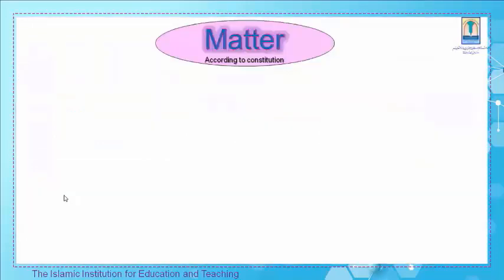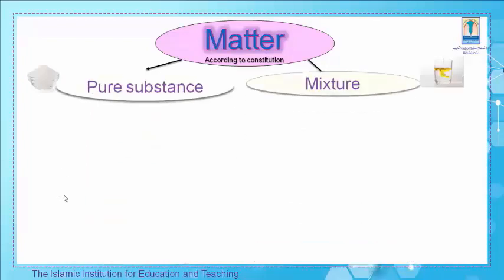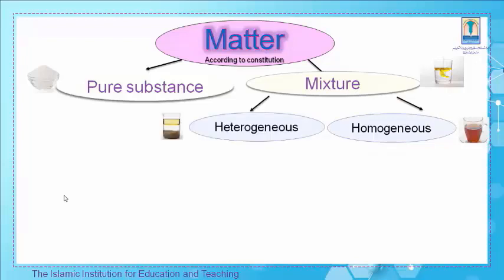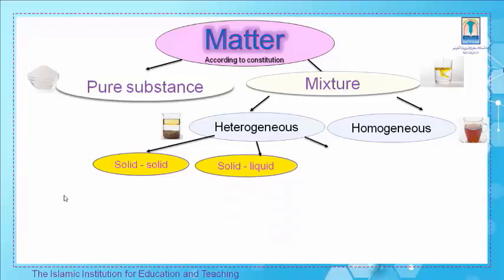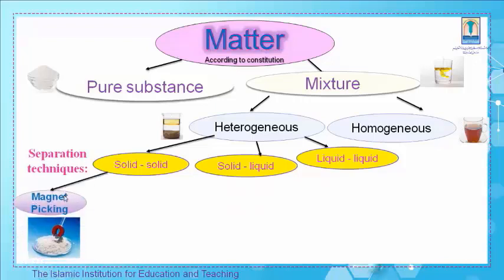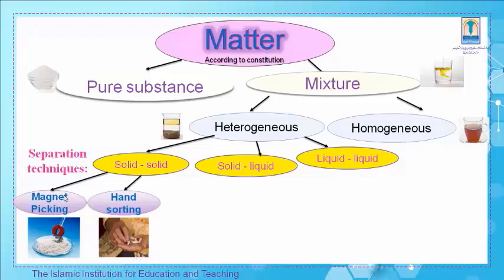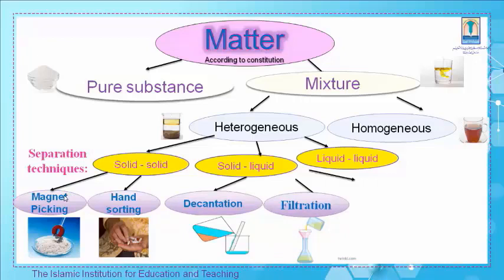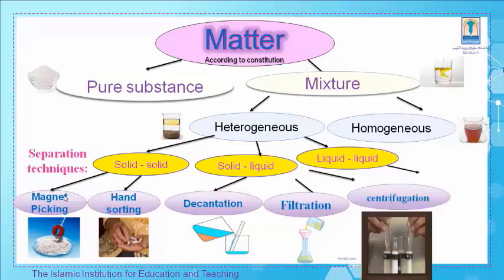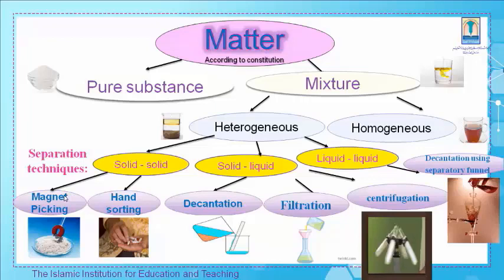Matter is classified according to its constituents into two classes. The first one is known as pure substance, the second one is mixture. Mixtures are classified into homogeneous or heterogeneous according to the number of shown phases. Heterogeneous mixtures could be solid-solid, solid-liquid, or liquid-liquid. Separation techniques used for solid-solid are magnet picking and hand sorting, while for solid-liquid are decantation, filtration, and centrifugation. And that used for liquid-liquid is decantation using a separatory funnel.